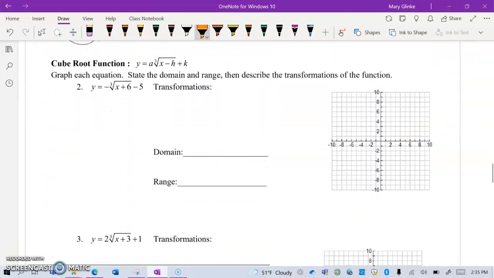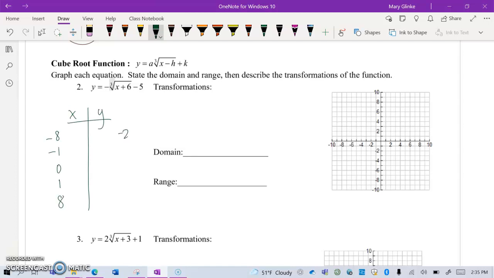The only difference with cubed root is the numbers on the side. So let's take a look at this. When you see a problem like this, always pay attention to the number on the outside there. That is telling you this is the cubed root, and that is telling you the -8, -1, 0, 1, and 8, and the -2, -1, 0, 1, and 2.